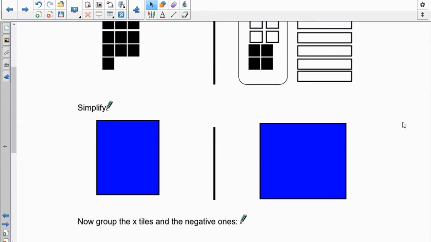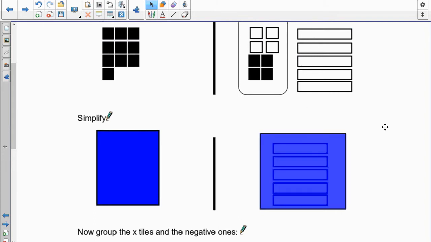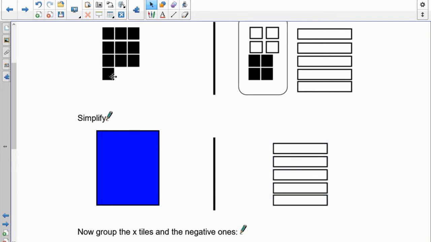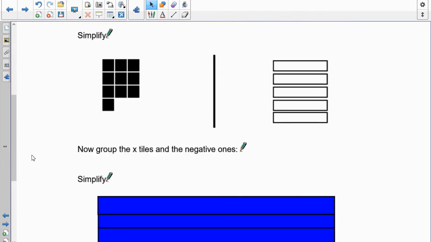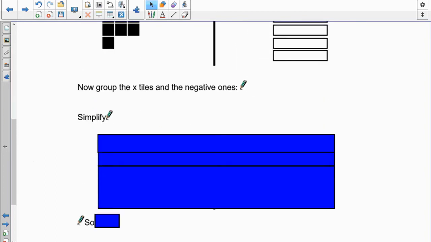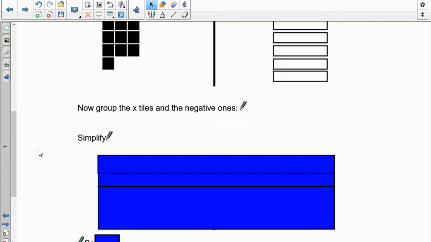Now, when I simplify this, these are no longer going to be there. I'm just going to have the 5x's there. And on the right-hand side over here, I still have my 10. So what I want you to do now is pause the recording and draw these grouped.